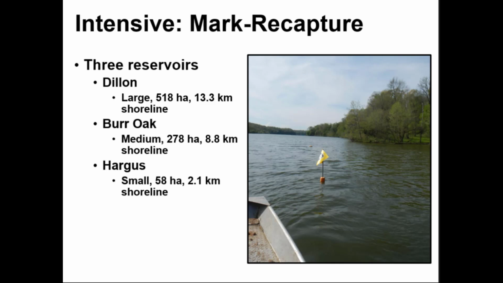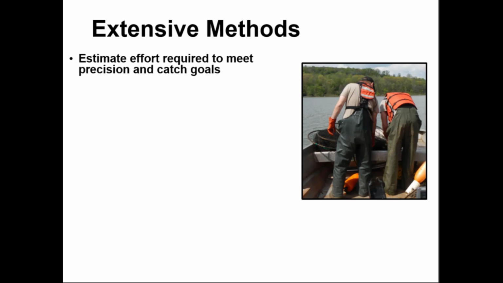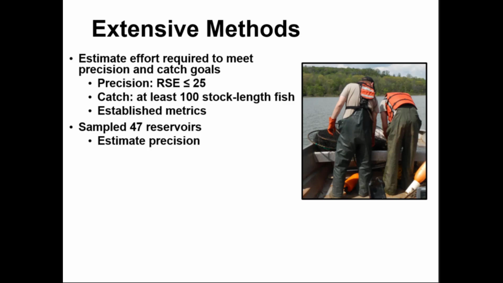So we also used extensive methods to estimate the effort required to meet precision and catch goals. So a precision goal is a RSE of catch per unit effort of 25 or less, and the catch goal is we want to catch at least 100 stock length fish in a survey, and these are established metrics that have been used in the literature. They've been used in the Cook paper. We did this in 47 reservoirs across the state, where we estimated precision and catch of our tandem baited hoop net samples.